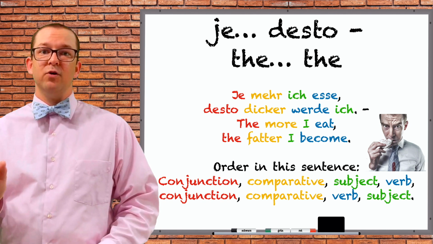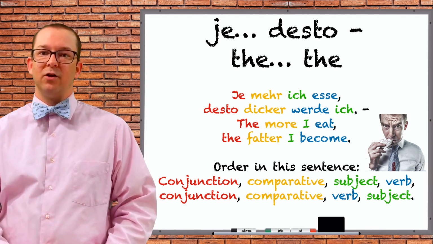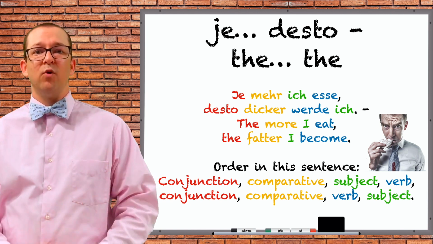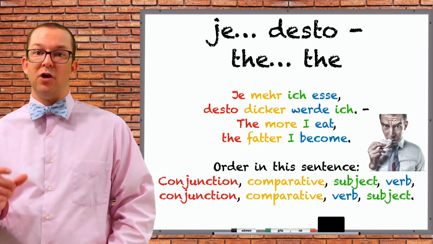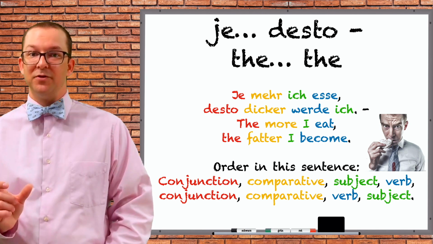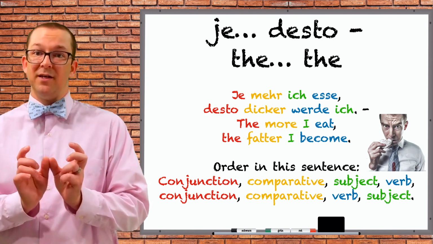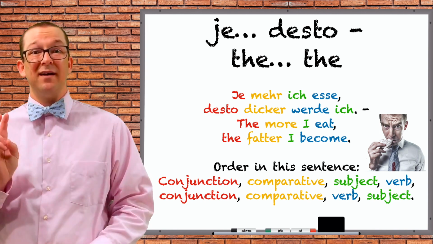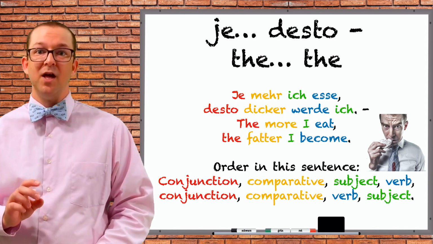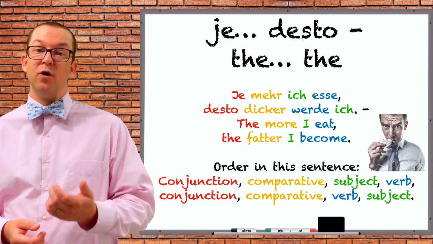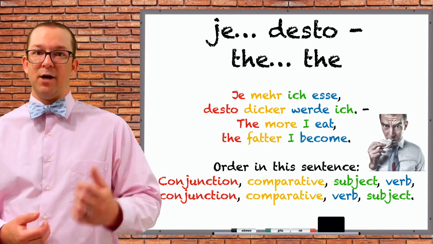Notice that the verb goes after the comparative form in the second clause. This is why werde is after dicker. When a subordinating conjunction is used in the first clause, as je is in these examples, the conjugated form of the verb in both clauses is next to the comma in the middle of the sentence. But since we have two parts to our conjunction this time, we have to put the conjunction first, which then has to be followed by its comparative form of the adjective, and then our verb.